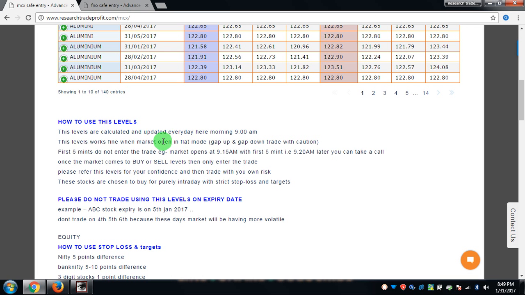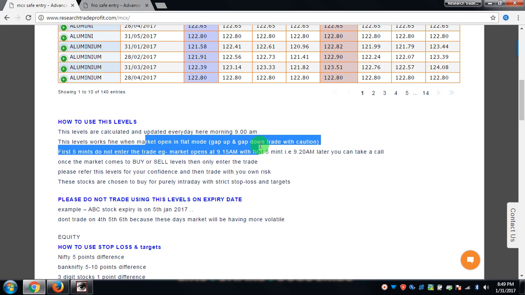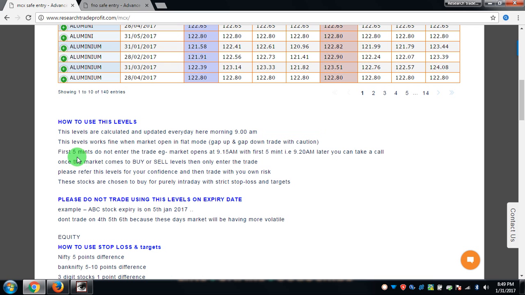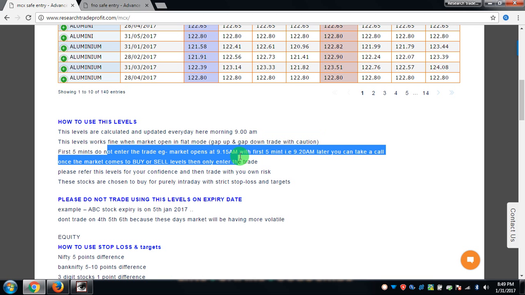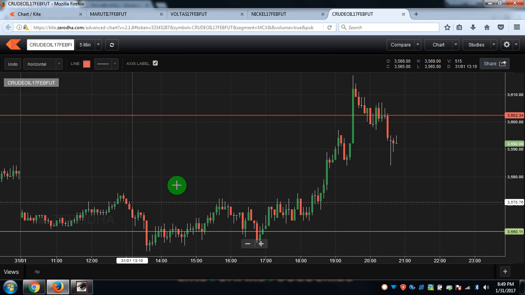You have to be more patient when trading in gap up or gap down movement. So in the first 5 minutes you should not take any trade. This is the thing we are about to explain, so please pay attention. When the market opens, you should not enter a trade in the first 5 minute candle. So I'll just open the candle chart.